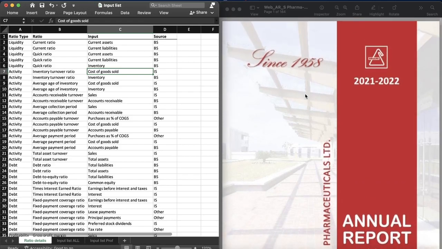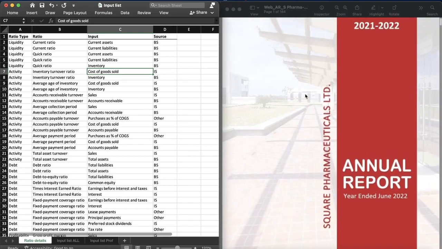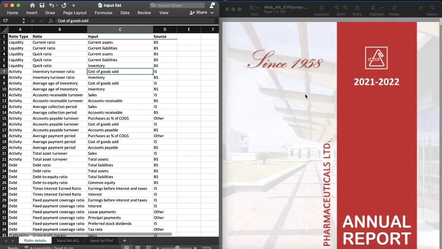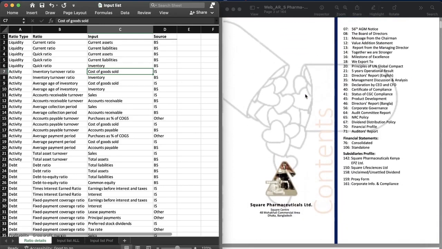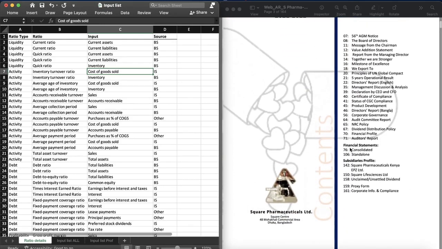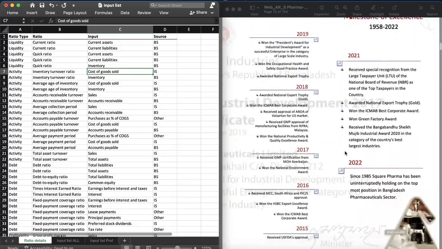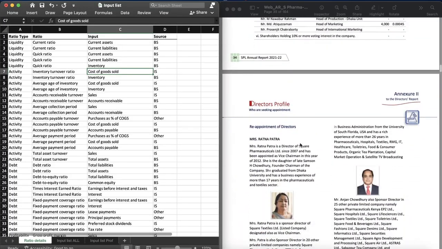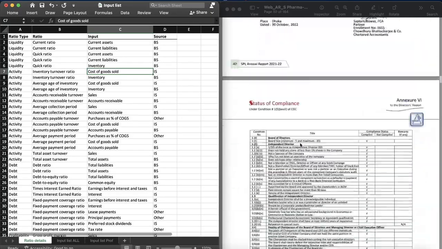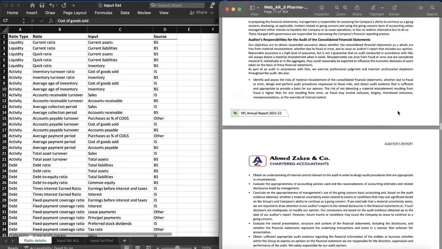For the demonstration purpose, I am using the latest annual report of Square Pharmaceuticals Limited, as you can see on the screen. So if I go to the table of content of the annual report, I can see that the financial statements are on page number 76. If I go there, page number 76. So this is 76.